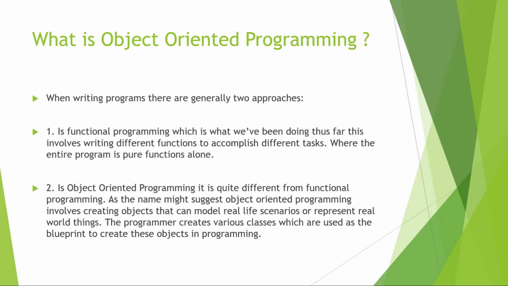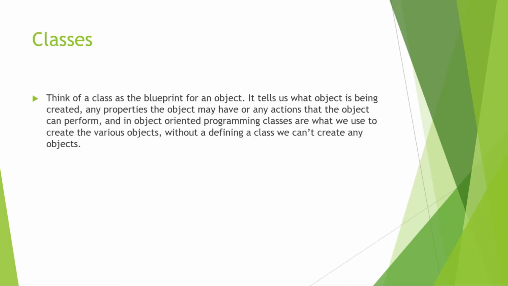As the name might suggest, object-oriented programming involves creating objects that can model real-life scenarios or represent real-world things. The programmer creates various classes, which are used as the blueprint to create these objects in programming. So you probably have a few questions, such as, what is a class? Well, let's take a look.